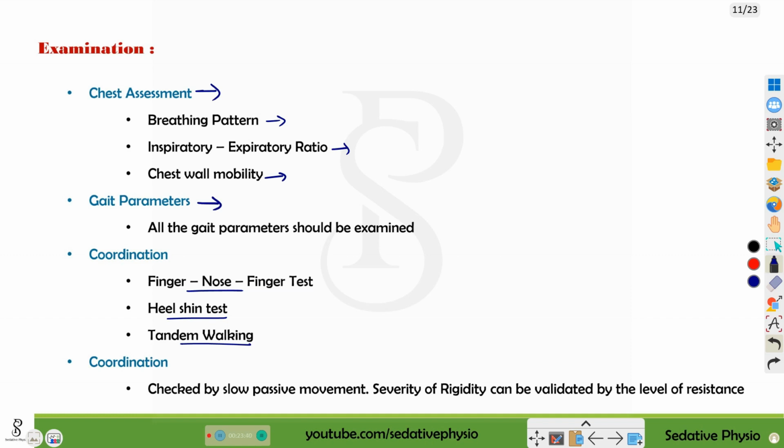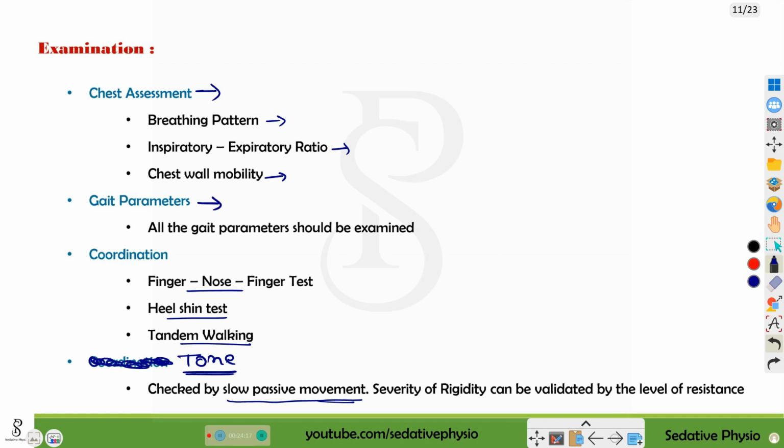Okay, now here, extremely sorry, this is not coordination, this is tone, muscle tone. Here in the case of Parkinson, the muscle tone is highly affected. Generally rigidity is seen in the patient of the Parkinson. Rigidity means that it is hypertonicity, that muscle tone increases. So we can check for the hypertonicity, we can check for the tone by the slow passive movement. If we perform the slow passive movement of the patient, we will feel some level of resistance during the movement.